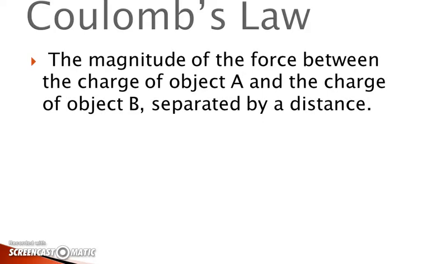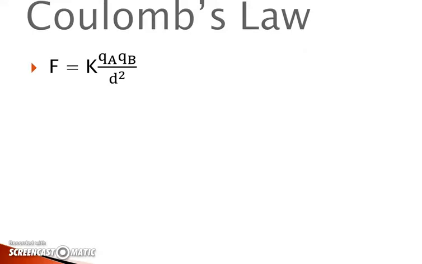So here's your formula for today, Coulomb's law, and this is one of the scientists that one of you had for your paper. So you have the magnitude of the force between charge of object A and the charge of object B, and they are separated by a distance. So what we have for Coulomb's law is this. Force is equal to K, that's Coulomb's constant, multiplied by QA, QB, divided by D squared.